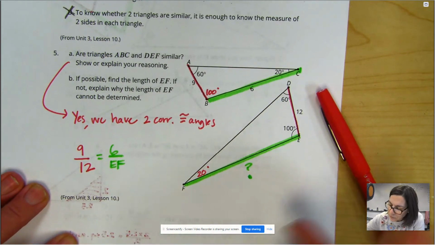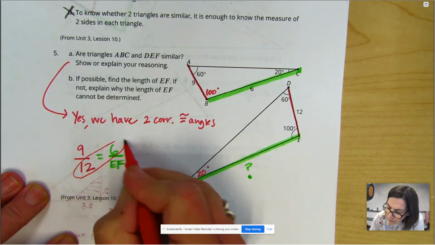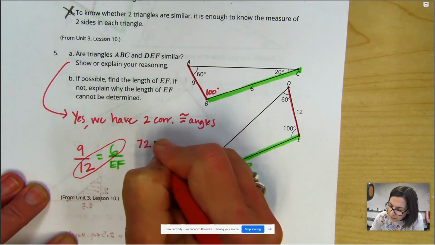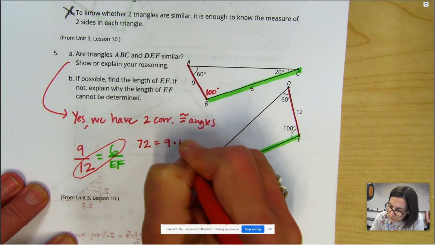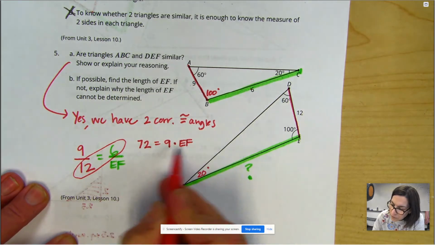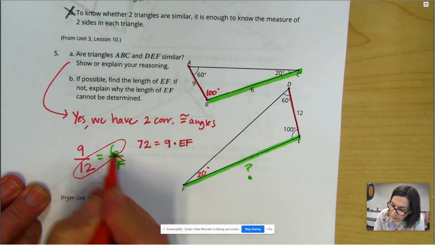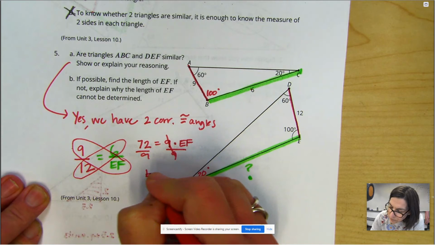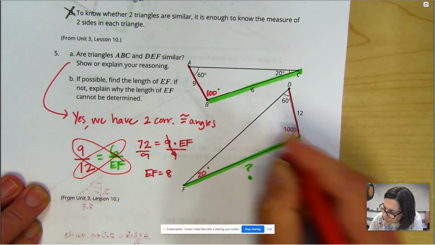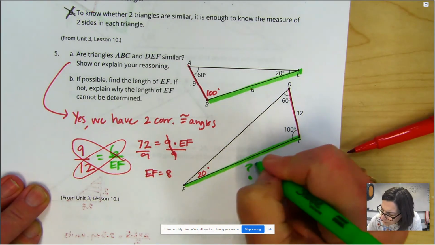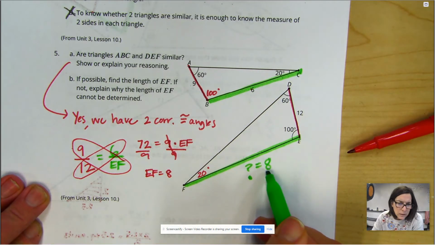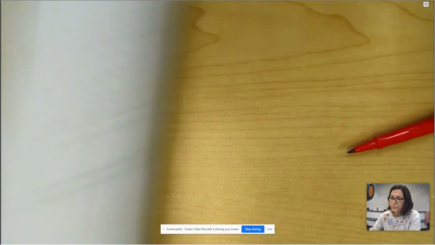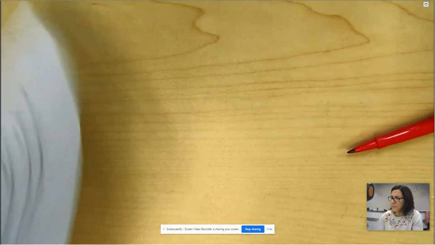Okay. So we can use cross products. 12 times 6 is 72. And that has to equal 9 times EF. Okay, so you really just end up multiplying these and dividing by that third number, which gives EF equals 8. And I know the picture doesn't look like it. I don't know if it's a typo or they just wanted you to really think, but based on the numbers and what it shows, this should be 8. A couple more. Doing great.